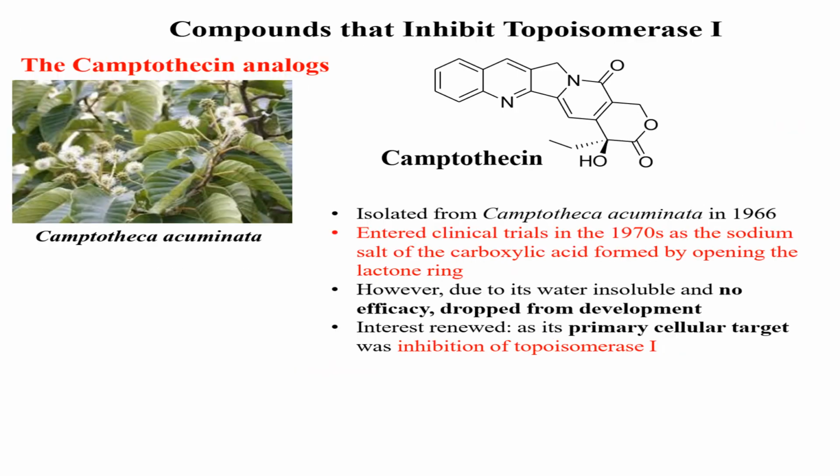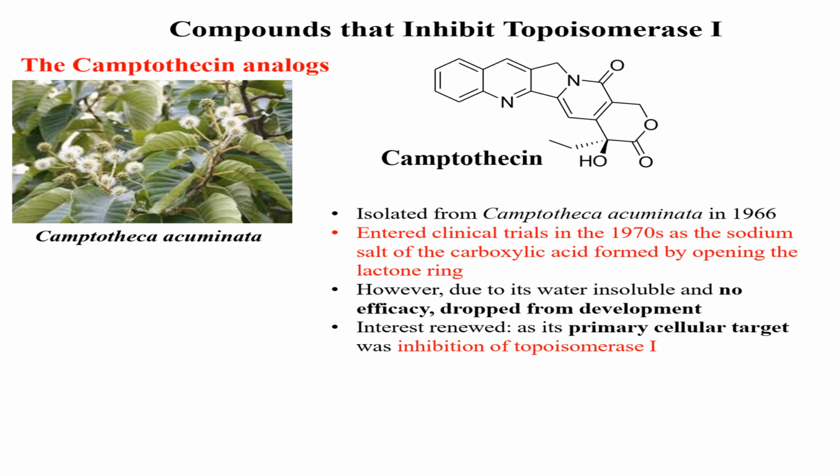The compounds that inhibit topoisomerase I include the camptothecin analogs. This camptothecin can be obtained from Camptotheca acuminata and was isolated from Camptotheca acuminata in 1966 and entered into clinical trial in 1970 as a sodium salt of the carboxylic acid formed by opening the lactone ring. However, due to being water insoluble, it had no efficacy proper for development.